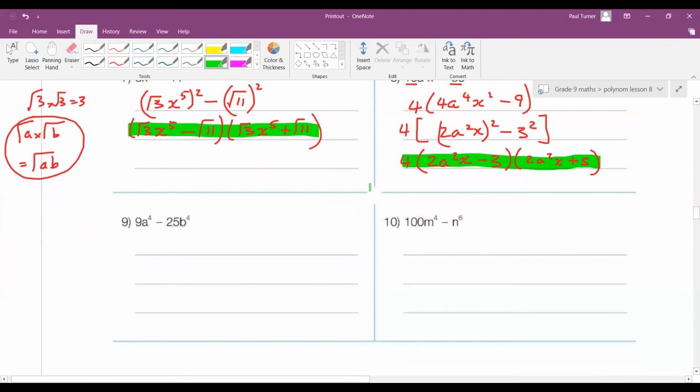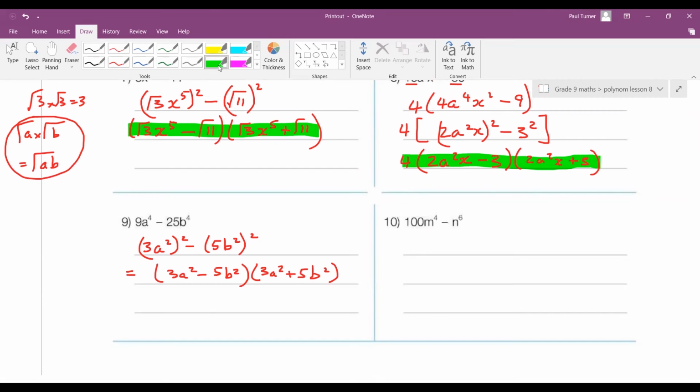So question 9, no common factors, and 10 as well, no common factors. So 9 could be written as (3a) squared minus 25, which is (5b) squared. 2 2s are 4, 5 squared 25. Okay, so this is okay. And then we write our factors: 3a squared minus 5b squared, 3a squared plus 5b squared. So that's your answer there.